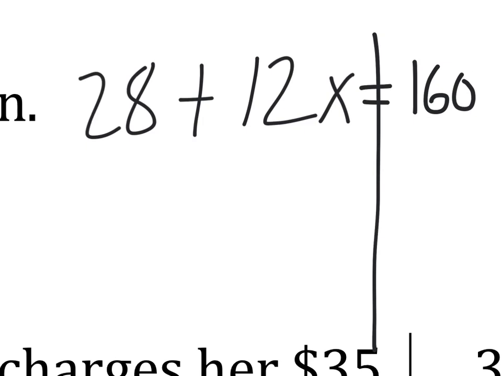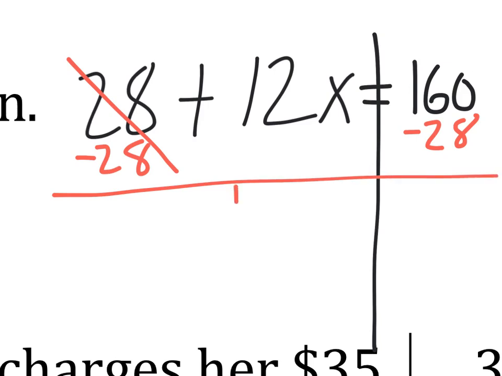I always start on the number without the variable. So I'm going to do minus 28 and minus 28. My minus didn't show up. These two cancel out. I'm now left with 12x over here.